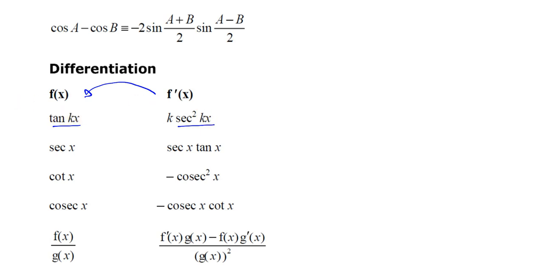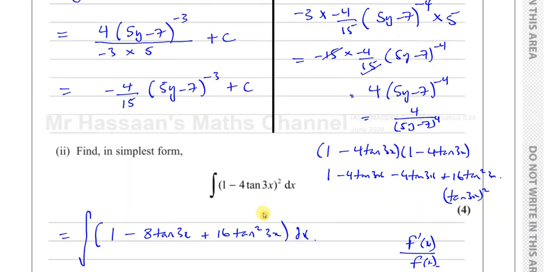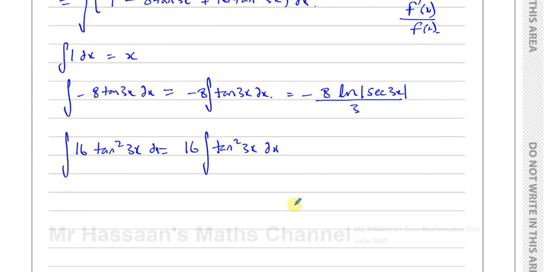So that's the basic thing you can see from this particular problem. Now the problem is we don't have secant squared x. We have tan squared 3x. We don't have secant squared 3x. So tan squared 3x, I can't integrate it like this, because this is tan squared, not secant squared. What I know is that the integral of secant squared x is equal to tan x.